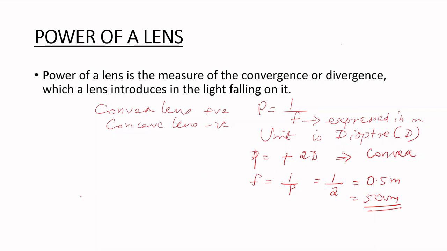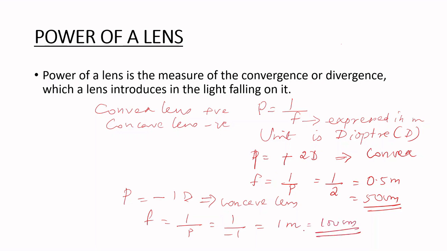Similarly, if you are given another question in which power is minus 1 diopter, the minus shows that it is a concave lens, and the focal length is 1 by P, that is 1 by minus 1, which is minus 1 meter or 100 centimeters. So negative focal length means it is a concave lens. Positive focal length means a convex lens. That is how we find the power of a lens.